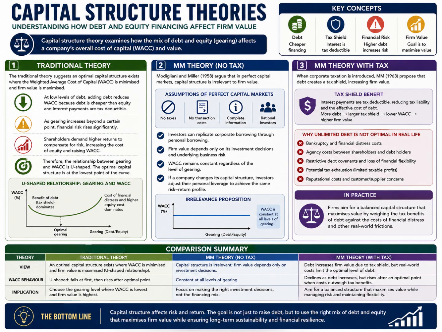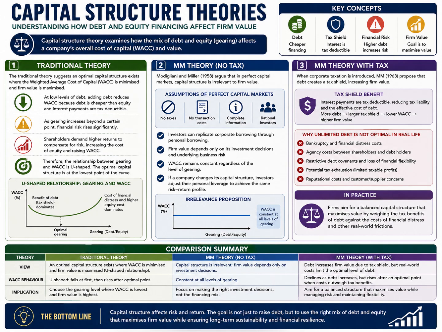Initially, adding debt reduces WACC because debt is cheaper than equity and interest payments are tax deductible. However, beyond a certain level of gearing, financial risk increases significantly. Shareholders demand higher returns to compensate for this risk, increasing the cost of equity and eventually raising WACC. Therefore, according to the traditional view, the relationship between gearing and WACC follows a U-shaped curve.